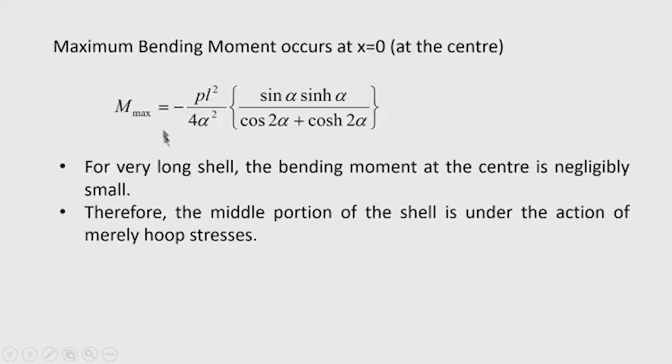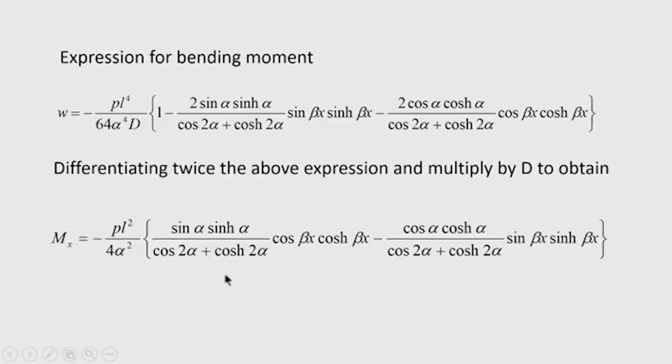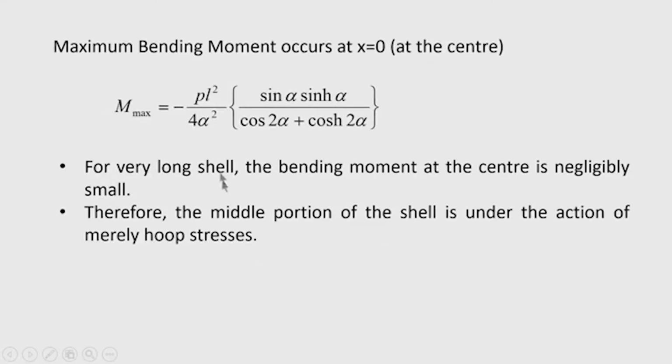Maximum bending moment occurs at the center again because of the symmetrical problem, and maximum bending moment we get from the earlier expression when we substitute x equal to 0. If I substitute x equal to 0, this term will not come into the picture, and cos beta x cos hyperbolic beta x will be 1. So, therefore, maximum bending moment will be minus p l square divided by 4 alpha square into sin alpha sin hyperbolic alpha divided by cos 2 alpha plus cos hyperbolic 2 alpha.